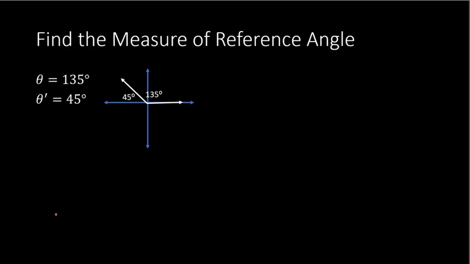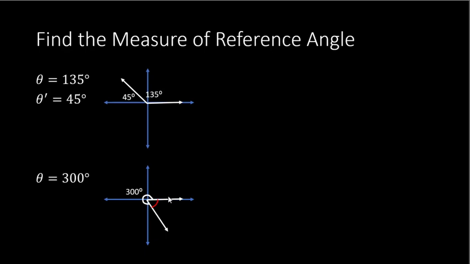Let's try another one. Here we have theta equaling 300 degrees. Now this one would be down here in quadrant 4. We go around 300 degrees. That takes us past the 270 mark. It's between 270 and 360. We get this angle right here. Now the reference angle is the angle between that terminal ray and the x-axis right here.